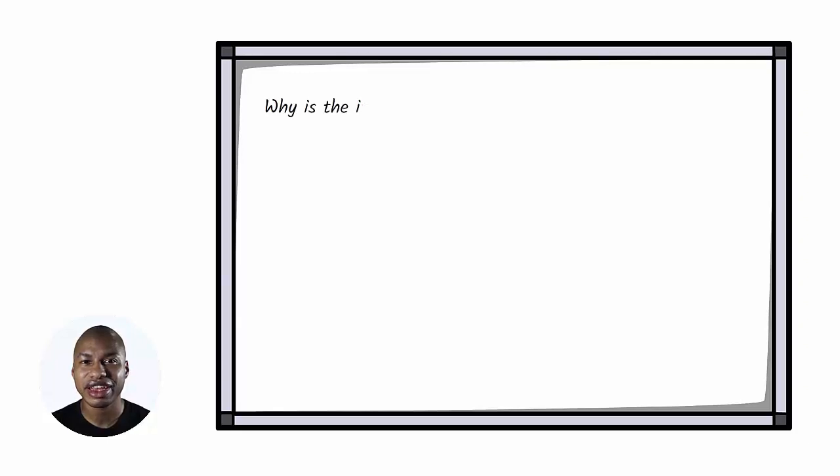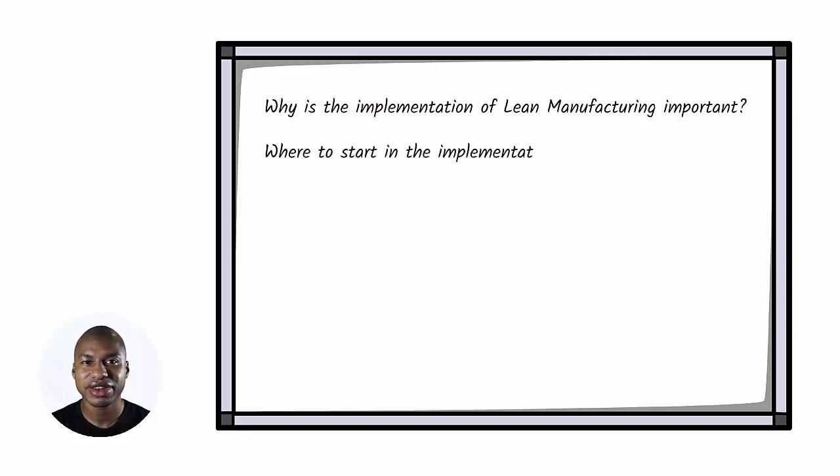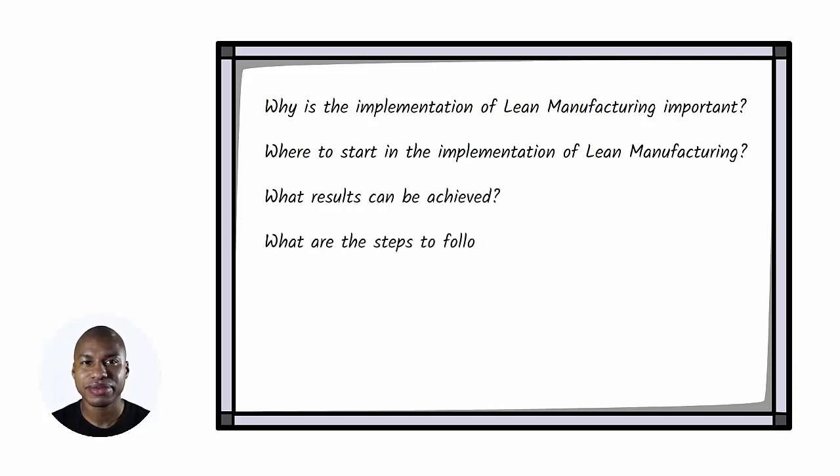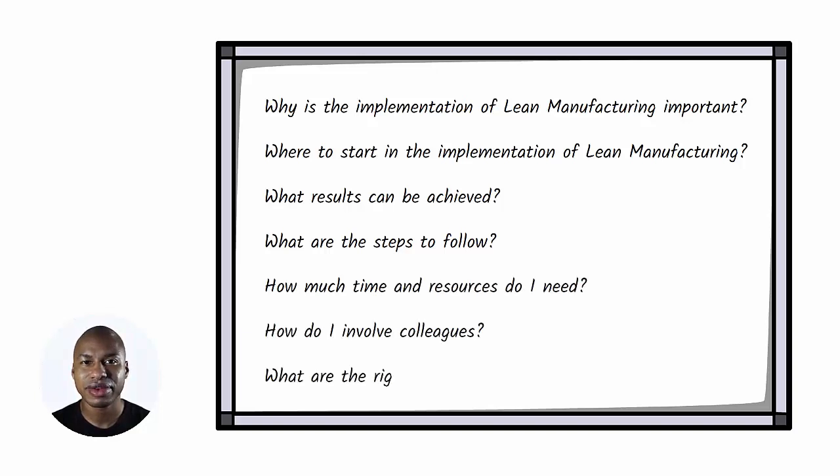Why is the implementation of lean manufacturing important? Where to start in the implementation of lean manufacturing? What results can be achieved? What are the steps to follow? How much time and resources do I need? How do I involve colleagues? What are the right lean tools to use?